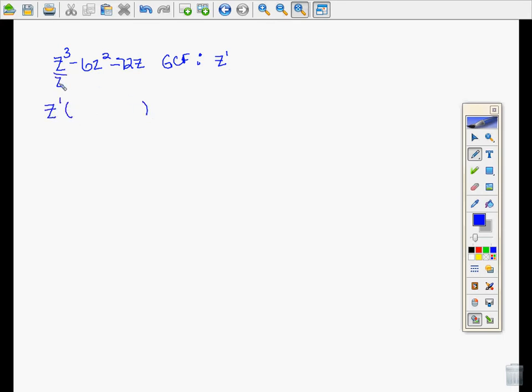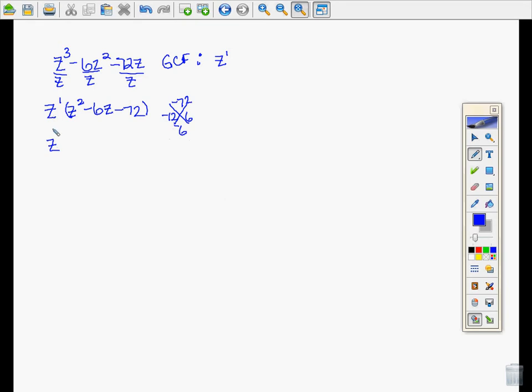So I'm going to take a z out of all three terms. Divide this guy by z, z squared. Divide this guy by z, negative 6z. Divide this guy by z, and we get negative 72. Then we look and ask ourselves if what's left in the parentheses will continue to factor. What two numbers multiply to make negative 72, but subtract to make 6? That would be negative 12 and positive 6.